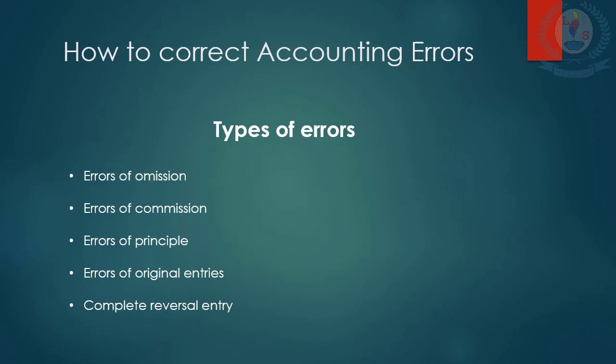complete reversal entry. There are 5 types of errors: errors of omission, errors of commission, errors of principal, errors of original entries, and complete reversal entries. Now we'll see one by one how to recognize the error and how to correct them properly using the proper double entry.